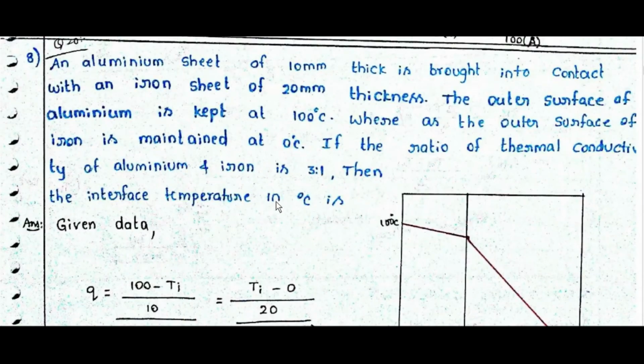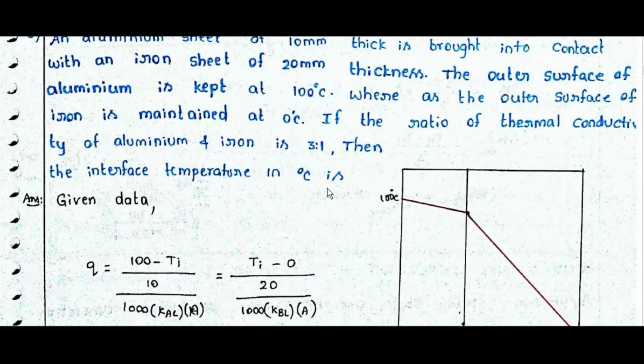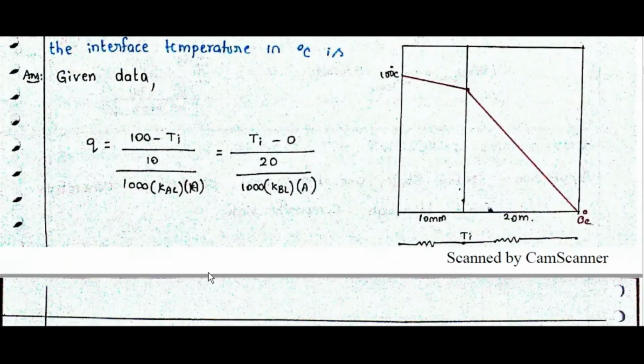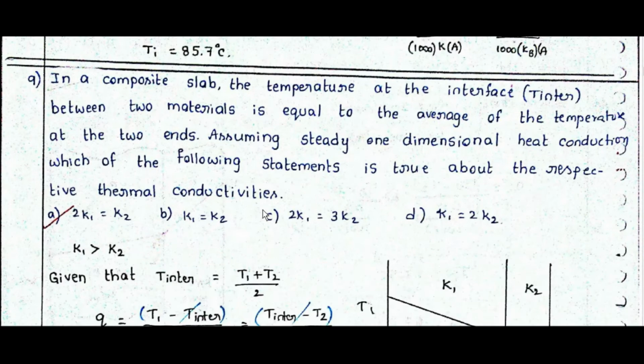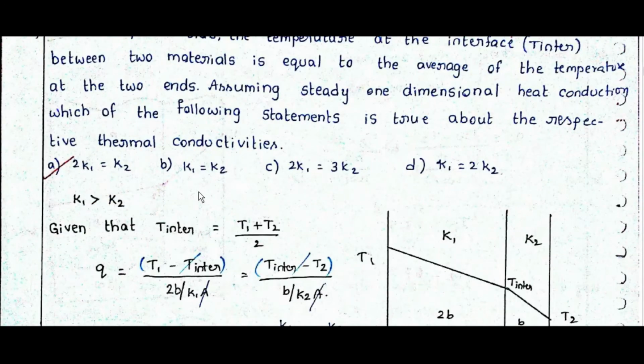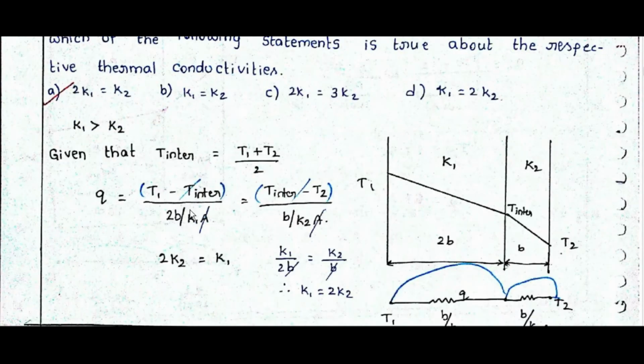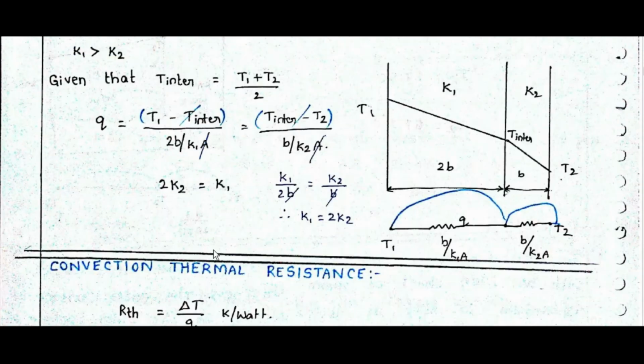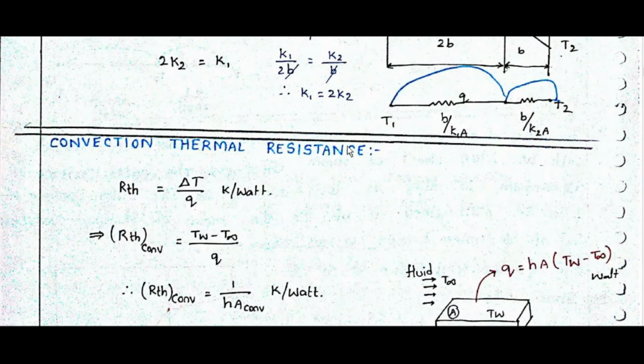Again same model. Here just K1, K2 ratios are given. You can cancel it and we can again find TA. One more question. Here just given that T interface is T1 plus T2 by 2. We can use that and we can cancel top 2. Then we can get K1 is equal to K2.